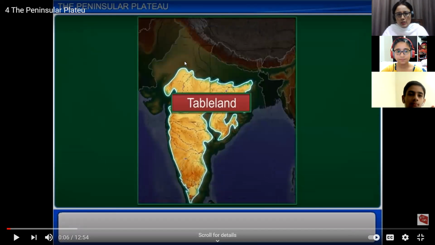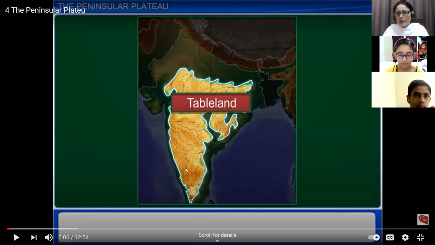Peninsula, this part of India, look at this. This is a peninsula, right? Because this area is surrounded by water from three sides. As you can see by the movement of my cursor, here we have the Arabian Sea. Below that we have the Indian Ocean, and here we have the Bay of Bengal. So the land area which is surrounded by water from three sides is known as a peninsula.